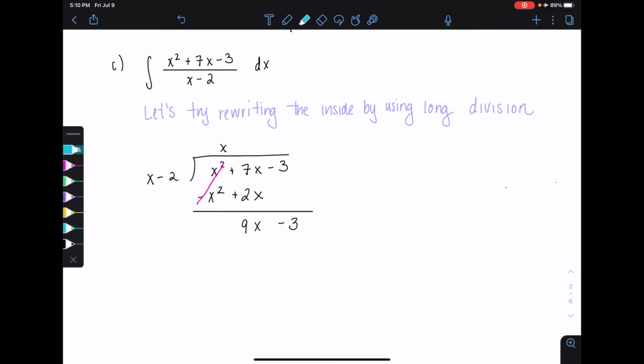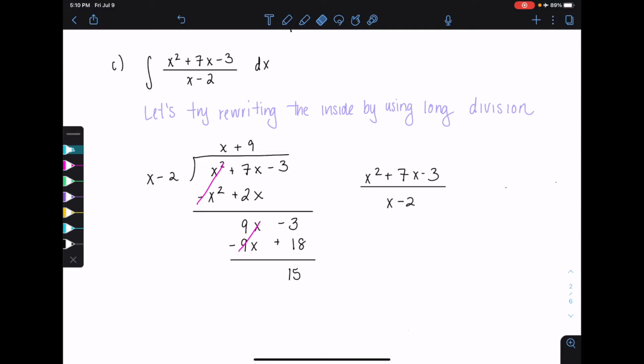Now keep doing this process. I can make those leading terms match up again by multiplying by positive 9. So I'm going to put a positive 9 up top, then multiply this to both pieces and change the signs. So that would give me 9x minus 18. When we switch those, that gives us minus 9x plus 18. So again, these cancel out, and if we add those together, we get 15.